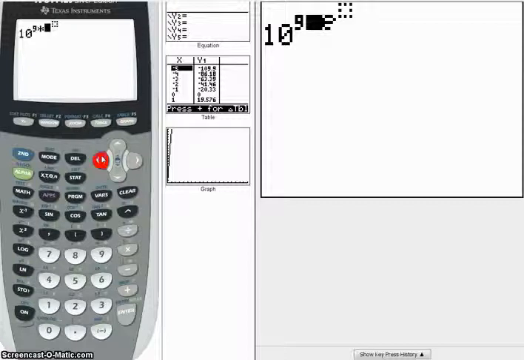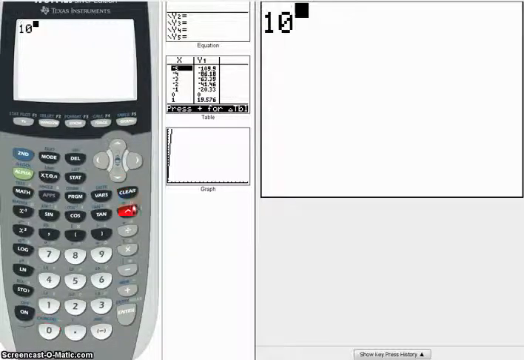Oh, I made a mistake. I apologize. I'm going to have to delete this. I wasn't out of my exponent. So I'll just clear it out. This particular calculator, when you get into an exponent, you have to hit the arrow key to say, I'm out of that exponent now, and I didn't do that. Sorry about that.